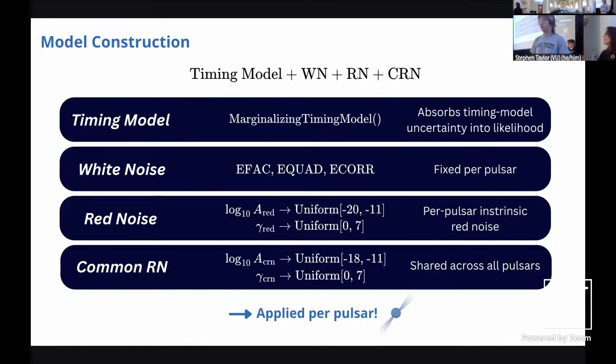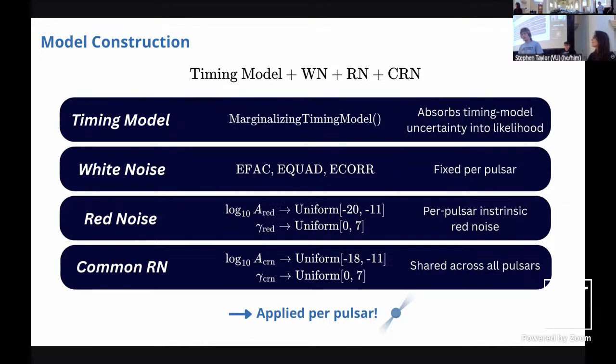So for the white noise, it was fixed per pulsar. That was just through the back end. We had a noise dictionary from the NG15 dataset analysis that we used. For the red noise, we decided to vary them. We tried varying them and then also fixing them with the back end. But when we did that, it just didn't look good. It wasn't right. So we just decided to vary it.